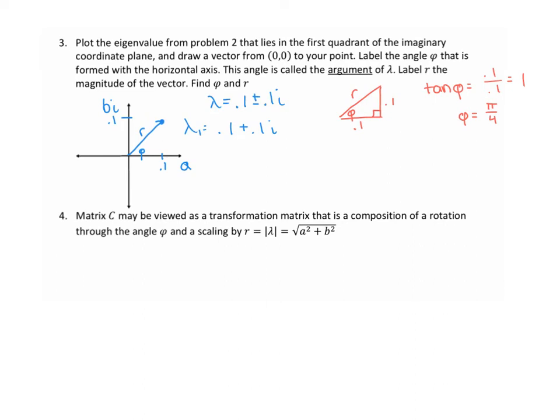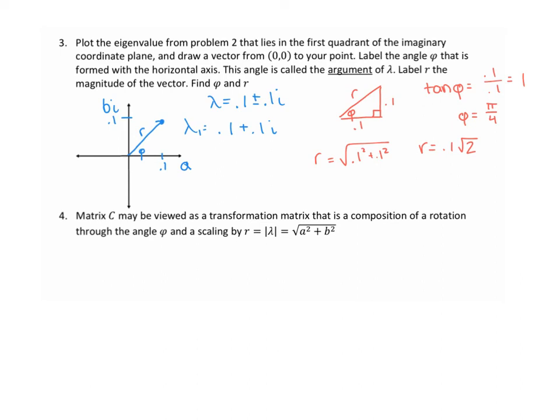To find the magnitude, which is r, I would just use the Pythagorean theorem, or you can notice that it's a 45, 45, 90, and we can find it that way. If we recognize it's a 45, 45, 90, then r would be 0.1 times root 2, because it goes like x root 2. Or if you didn't notice that, r is the square root of 0.1 squared plus 0.1 squared. You get the same number, it just might not look the same.